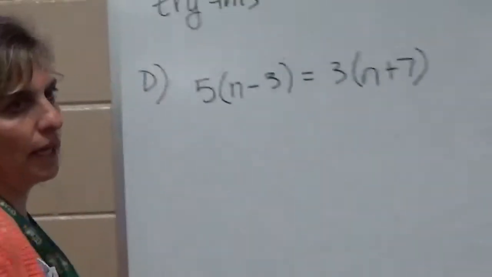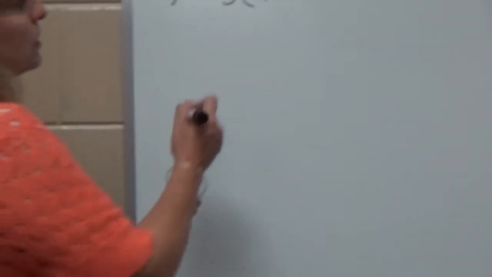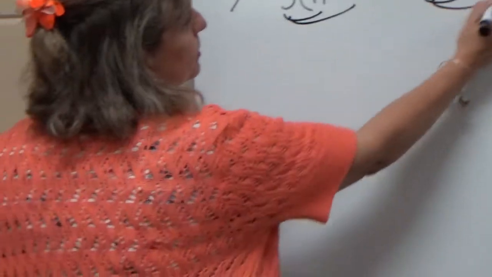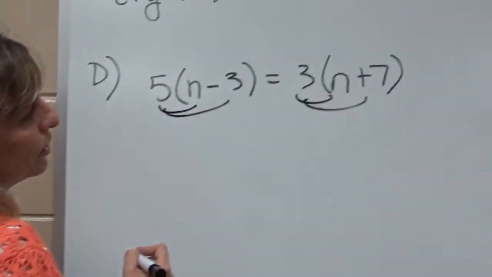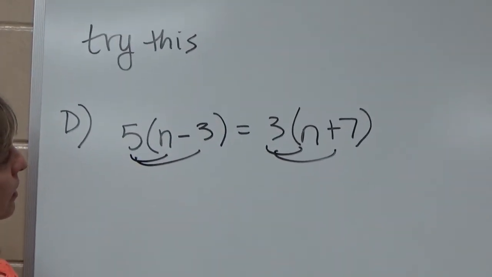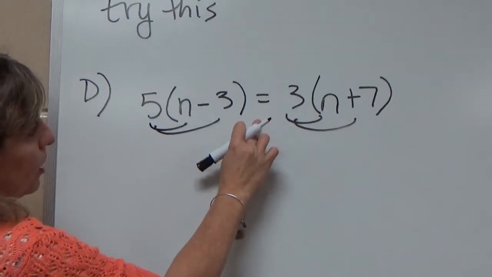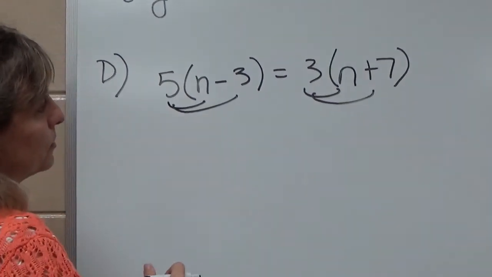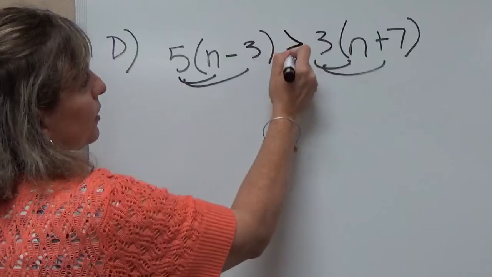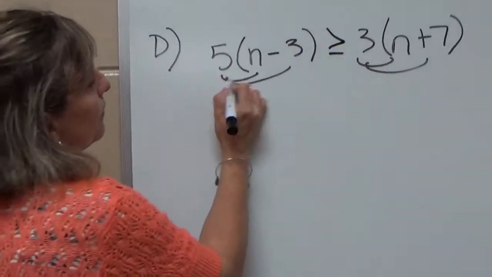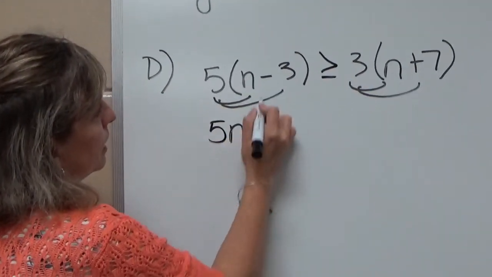Try this. Okay, what do we do first? Distribute, distribute, distribute. Okay, so distribute this. So 5 times n, I'm just wondering if I copied it down wrong and I was supposed to have a less than or equal to. Let's change it to greater than or equal to because I don't know. 5 times n is 5n.